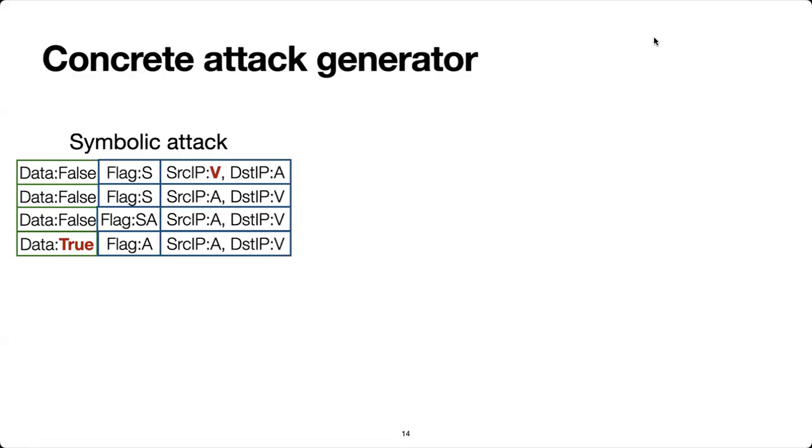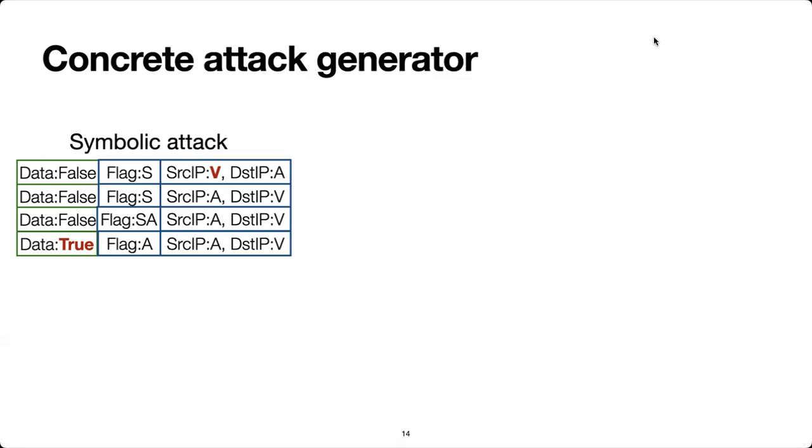So given the set of symbolic attacks that have been generated by the symbolic attack generator, the job of the concrete attack generator is to set sequence and ACK numbers for each packet in each attack so that we get concrete PCAPs that can be played on the network and tested against the attack success criteria.